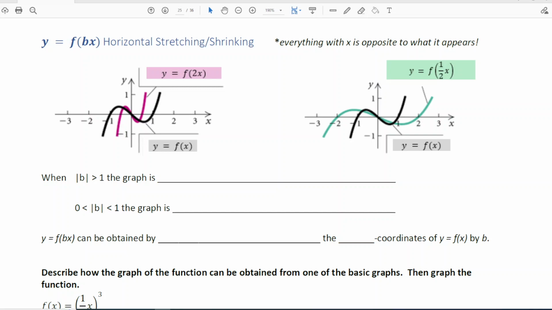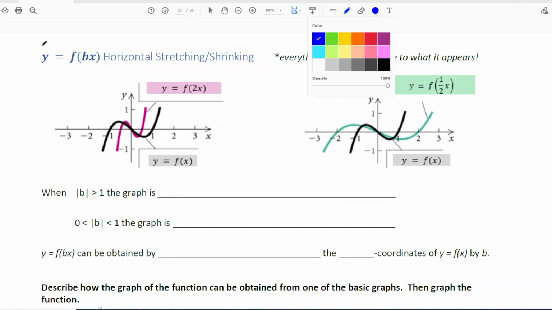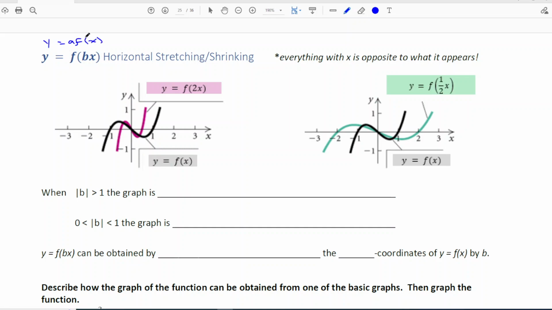All right, so the next transformation we're going to move on to is this b. So we are done with the a, which was, let me just change that to blue so it stands out, which was y equals a f of x. And now we're moving in the bracket with the x, and we're adding this transformation b.